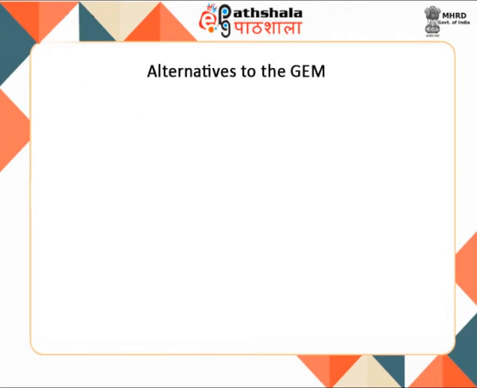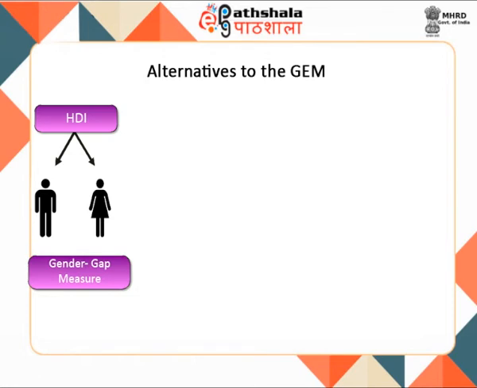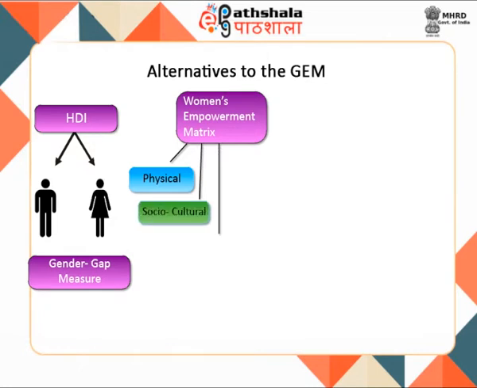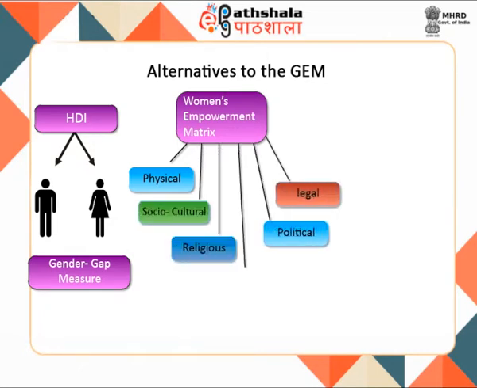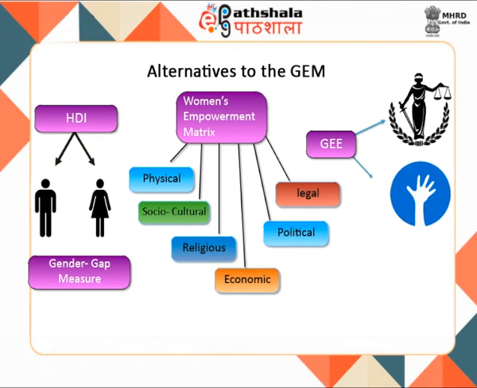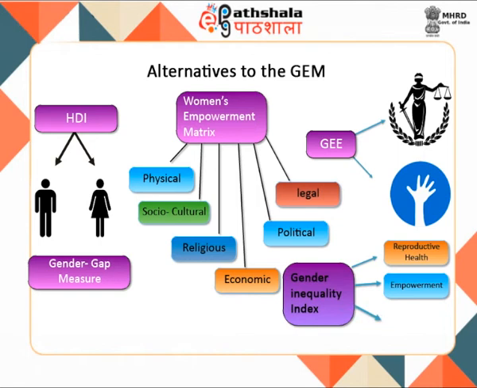Let's now discuss some alternatives to the GEM: HDI for males and a separate one for females, a gender gap measure, a women's empowerment matrix considering six spheres: physical, socio-cultural, religious, political, legal, and economic, as well as six levels: individual, household, community, state, regional, and global. A GEE including legal framework and protection of women's rights, as well as other important areas of women's empowerment that are overlooked by the GEM, for example women's movements, public attitudes, and equal rights. A Gender Inequality Index considering three new dimensions: reproductive health, empowerment, and labor market participation.